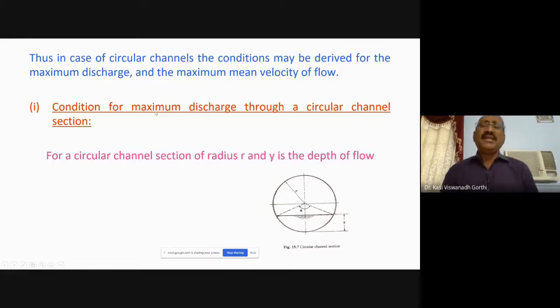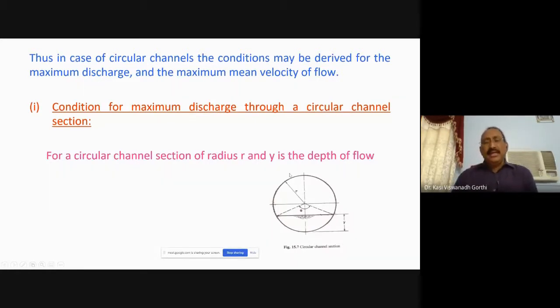Further, we have two basic formulas, Chezy's formula and Manning's formula. We may deduce the conditions making use of these two formulas. Also, try to compare the differences. When you are using Chezy's formula, what would be the condition, and when you are using Manning's formula, what would be the condition? That also can be seen. Condition for maximum discharge: this part we are now trying to look at. Condition for maximum discharge through a circular channel section.